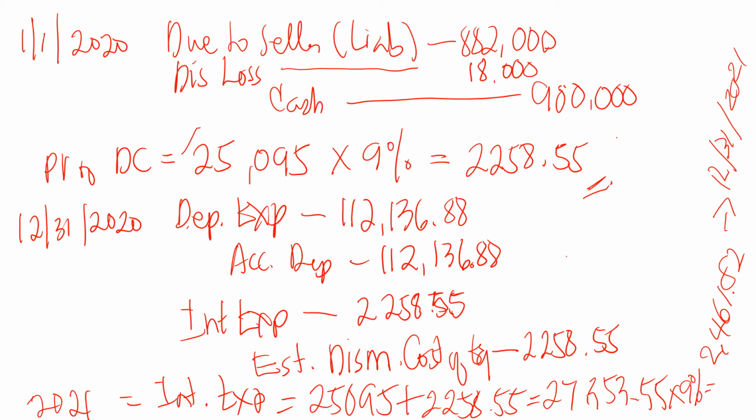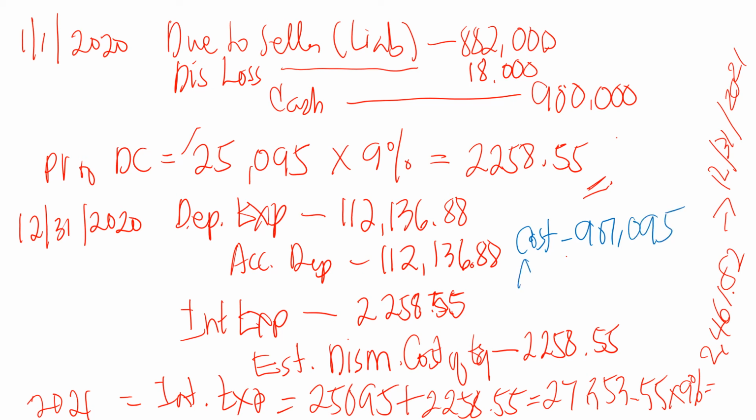Ayan. So, question. How much is the cost of your equipment to be presented at your statement of financial position as of December 31, 2020? So, ang sagot lang doon, that will be yung 882,000 plus 25,095. So yung cost, this is 907,095.